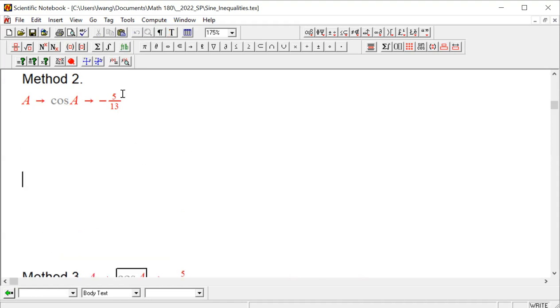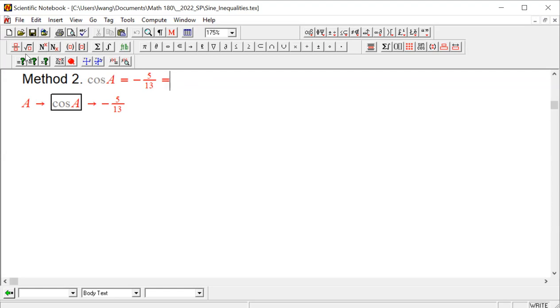Hold on. So we're going to draw this picture. Since we know the rule is a cosine, and we know that the if statement is cosine A equals negative 5/13, right? So knowing the definition, and this time we're going to draw a non-special case, so it's a negative 5/13.